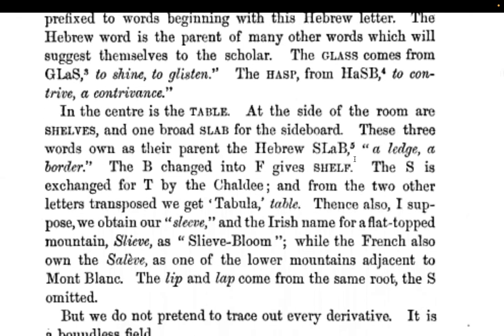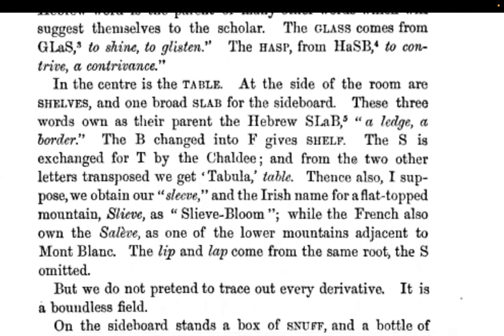In the center is the table, at the side of the room are shelves, and one broad slab for the sideboard. These three words own as their parent the Hebrew slab, a ledge, a border. The B changed into F gives shelf. The S is exchanged for T by the Kasdim, and from the two other letters transposed, we get tabula, a table. Hence, also, I suppose we obtain our sieve, or sorry, sleeve. Yeah, sleeve. I had that right.